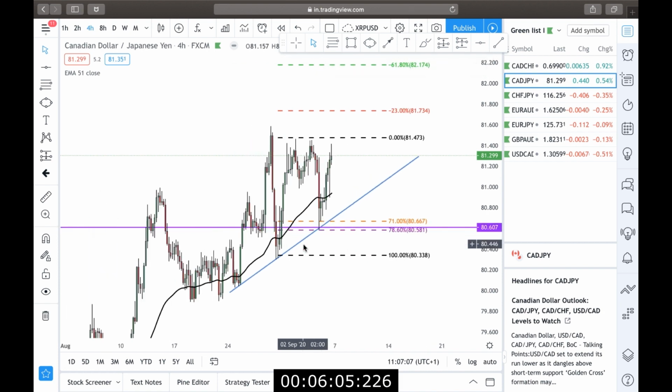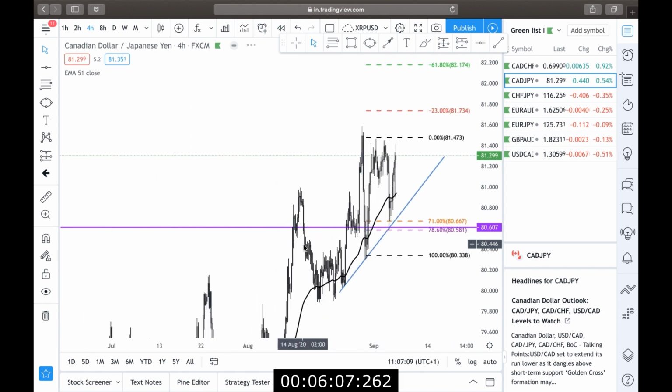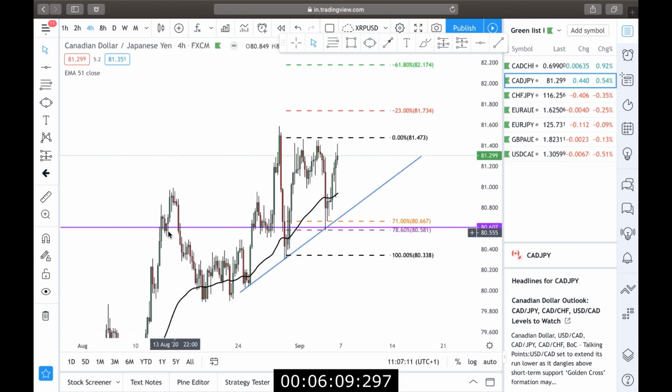We got previous structure, so look, support here, add to support again, add to support again. So that's looking decent, so you can stick down here, this region.